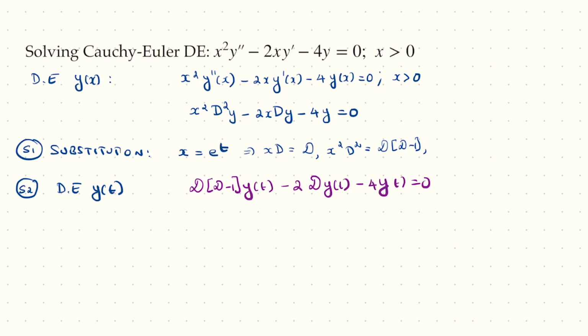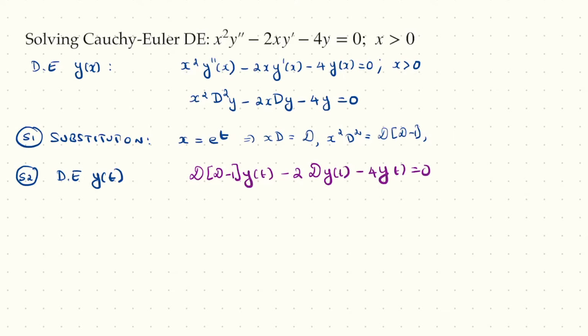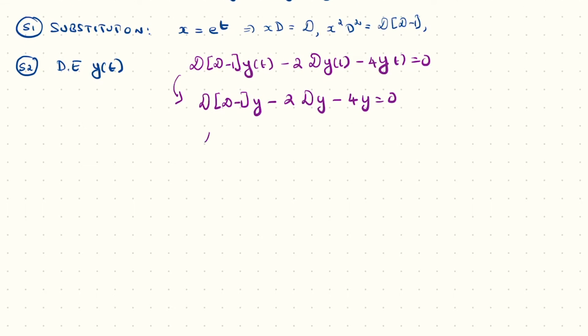Now let me simplify this. From now on, I'm not going to write y as a function of t. I think whenever we use a script, it's understood that it is y as a function of t. So if I simplify this, let me rewrite it: script d of d minus 1 of y minus 2 d of y minus 4y is equal to 0. If I simplify this, this is going to be d squared y minus dy minus 2 script dy minus 4y equal to 0. Further simplification tells me this is script d squared y minus 3 script dy minus 4y equal to 0.